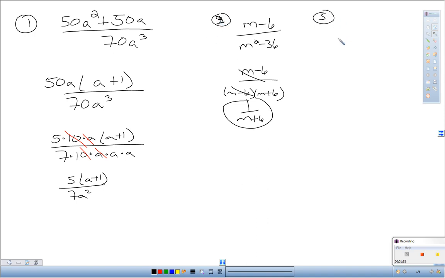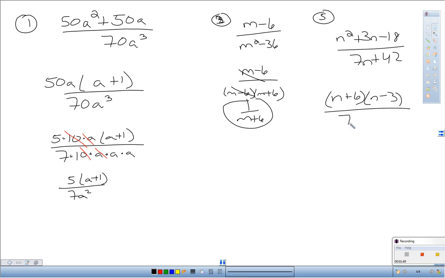All right, for number 5, I have n squared plus 3n minus 18 over 7n plus 42. I can factor the numerator into n plus 6, n minus 3, and I can factor out a GCF of 7 in the denominator and leave n plus 6. The n plus 6 is crossed out. That leaves me n minus 3 over 7.